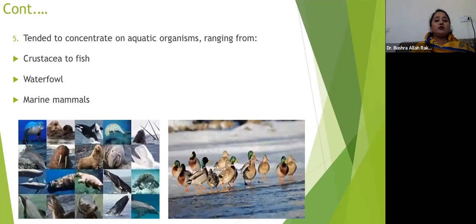And when these contaminants seep into streams, then rivers, and of course into the oceans, ultimately they are affecting not only the terrestrial species, but also the aquatic species, from crustacea to fish, waterfowl, and many marine mammals.